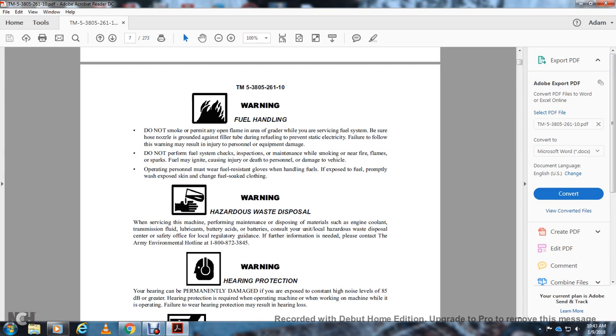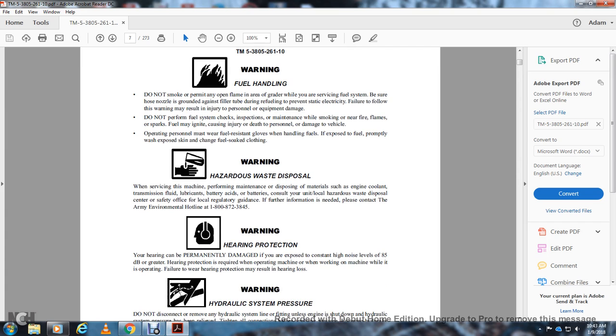Warning, hazardous waste disposal. When servicing the machine, for disposal of materials such as engine coolant, transmission fluid, lubricants, battery acids, and batteries, consult with the unit's local hazardous waste disposal center, safety office, or local regulatory guidance. If further information is needed, please contact the Army Environmental Hotline, 1-800-872-3845.